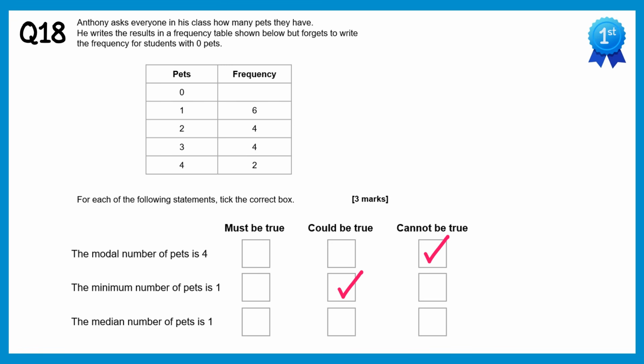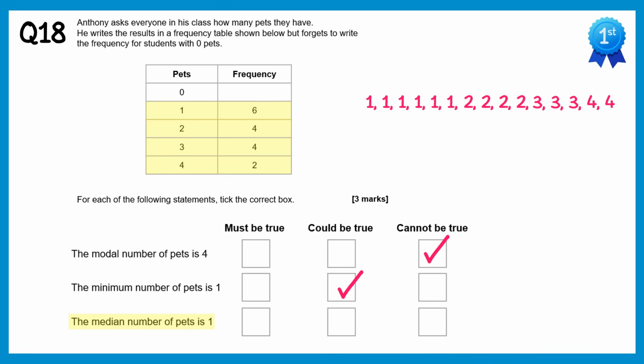And for the final statement, the median number of pets is 1. The median number of pets will be the middle number of pets if we write them all out in order. So at the moment we know 6 people had 1 pet, so that means we'd have the number 1 6 times. We also have 4 people with 2 pets, so that's the number 2 4 times. 4 people had 3 pets, so that's the number 3 4 times. And we also had 2 people with 4 pets, so that's the number 4 2 times.